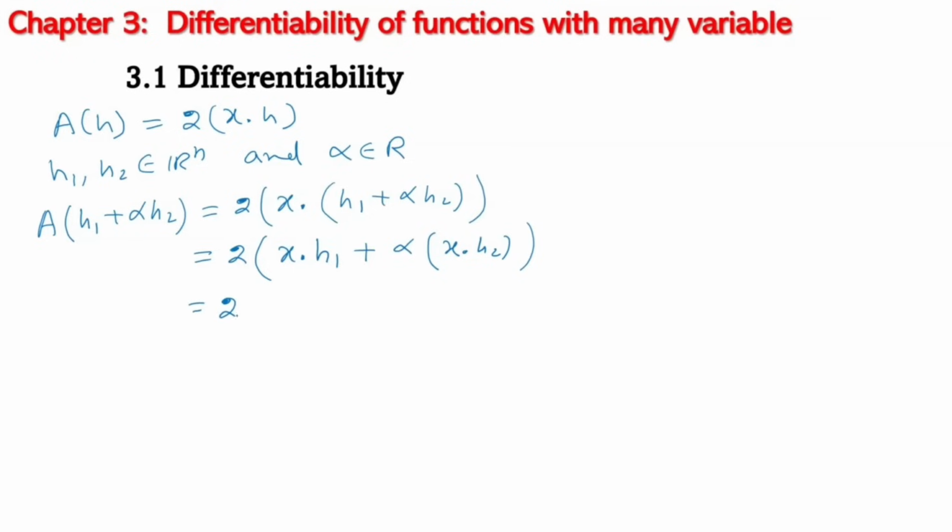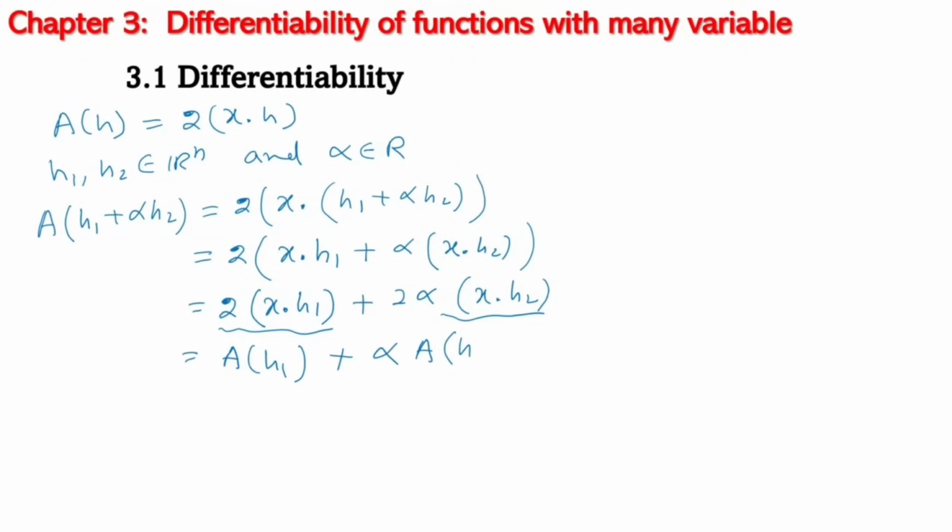So this is equal to 2 x dot h1 plus alpha 2 x dot h2, which together we define as A h1 plus alpha A h2. So this implies A is linear.